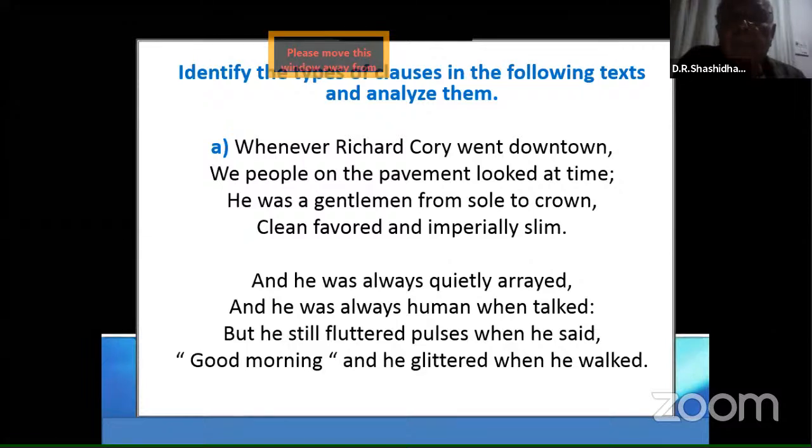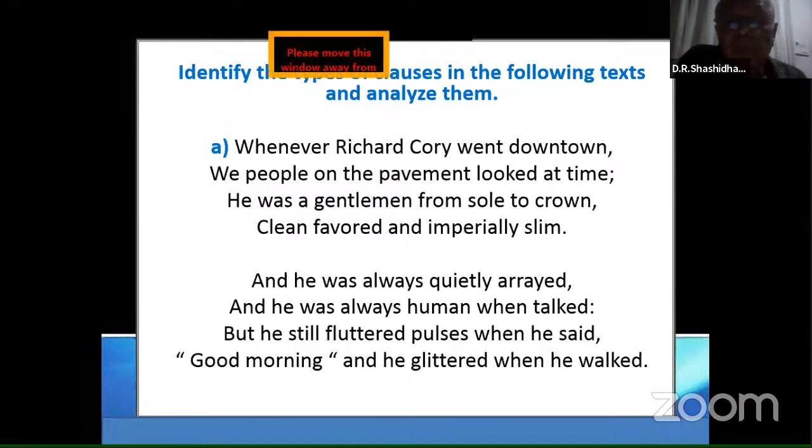Identify the types of clauses in the following text and analyze them. First, you have done the prose passage. Now we go to the poem. I'm told that you will not be able to see these stanzas clearly on your mobile. Therefore, I read it out to you so that you will be able to carry out the task assigned to you. Here is the poem.